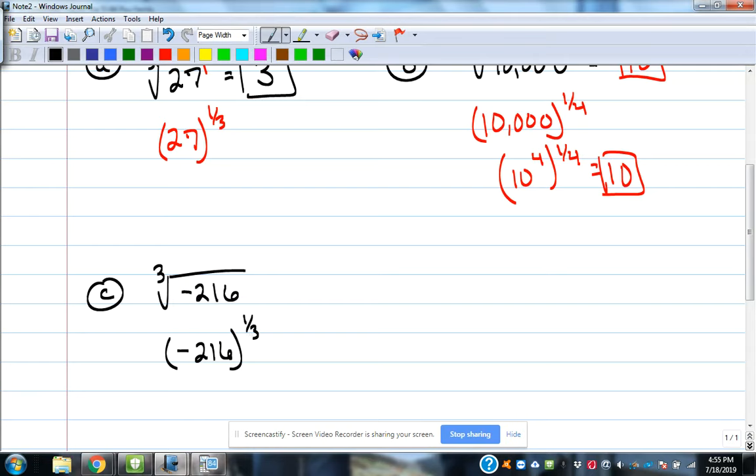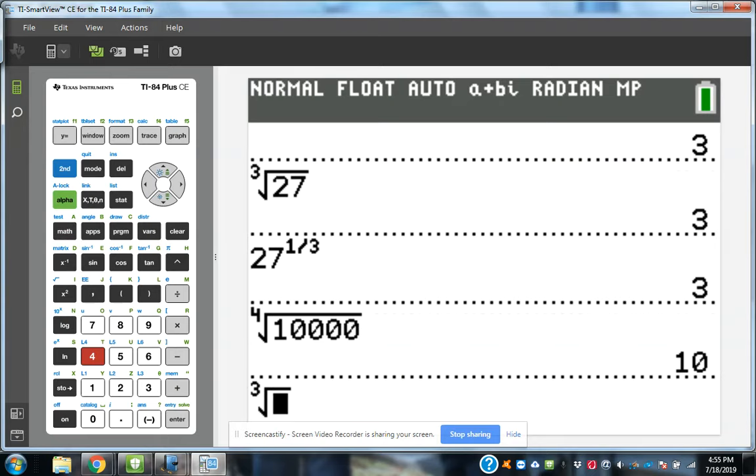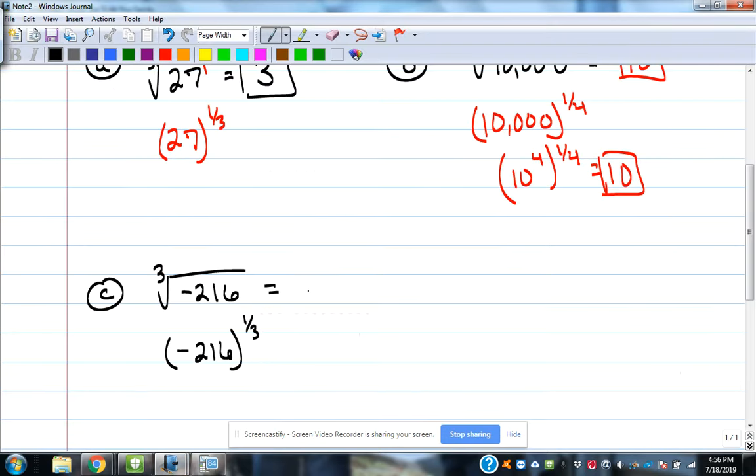That works here, and I actually think we did -216 to the 1/3 earlier. We didn't. Oops, I'm going to put cubed root. So math, cubed root of -216 should be -6. And if you did that with the factor tree, it works out the same idea there. Very, very nice. But knowing the rational conversion from that is very handy.